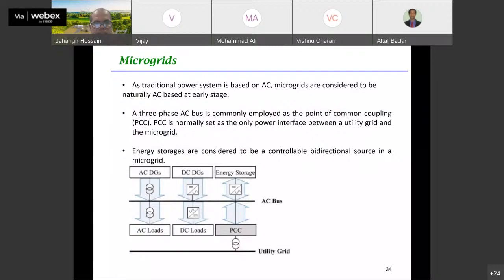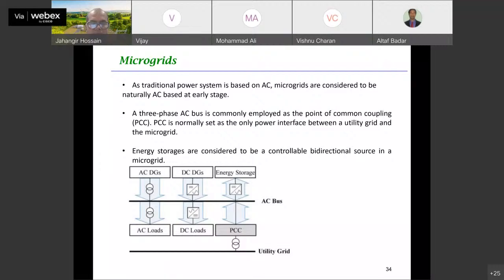In terms of AC and DC, a microgrid could be of two types, either AC microgrid or DC microgrid. The traditional microgrid is AC, and most of the existing microgrids are AC type. But as I say, DC microgrids are also getting popular. Another reason is that most of our load is also AC, although we have some DC load as well.